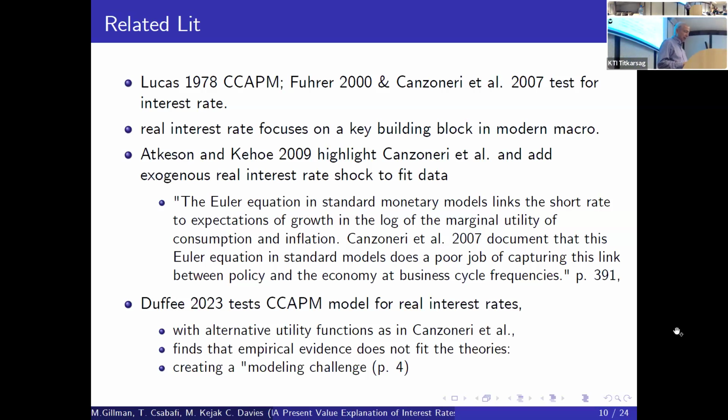And at the same time, they tested this model, and I have this nice quote from Pat Kehoe and Atkinson that this doesn't work. The Euler equation in the standard models, Canzoneri showed, does a poor job of capturing the interest rate. Now, Duffy also, in a 2023 article, uses the CAPM and alternative utility functions, and he also finds that you can't explain the real interest rate. And Darrell Duffy, in finance theory, is quite the authority. So it was interesting that even to this day, it remains a puzzle and something of interest in the profession.